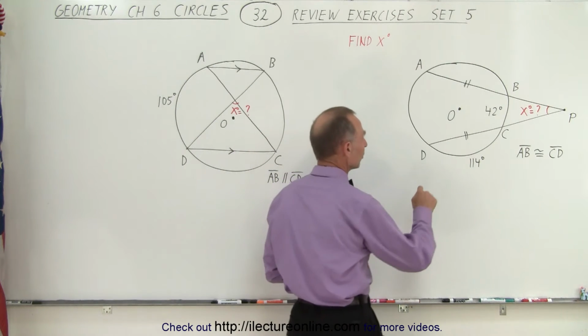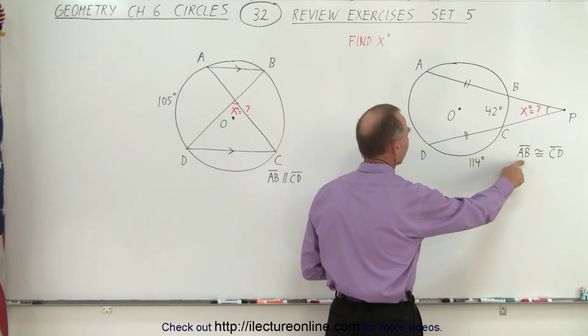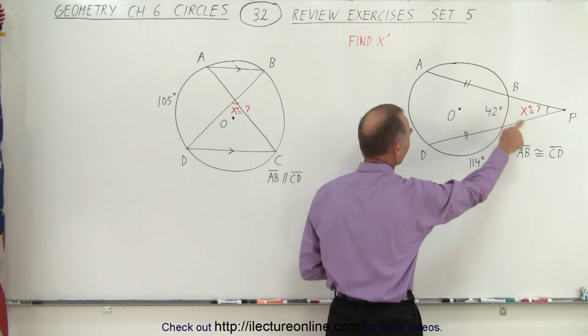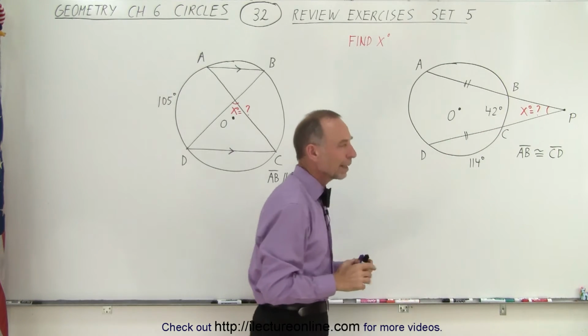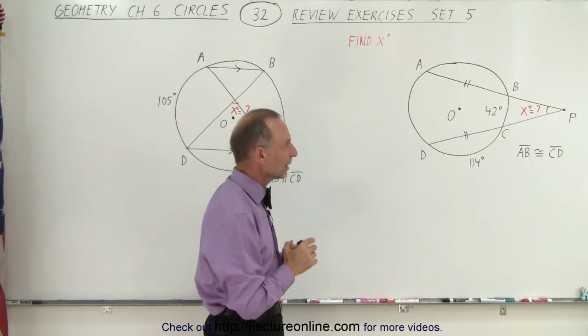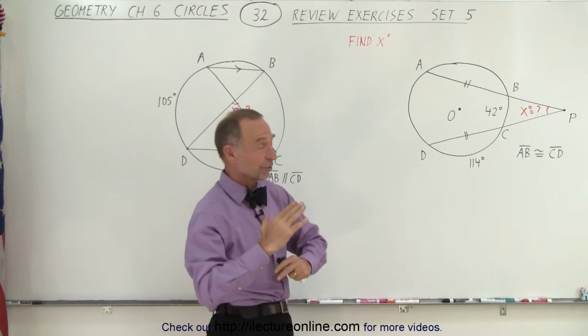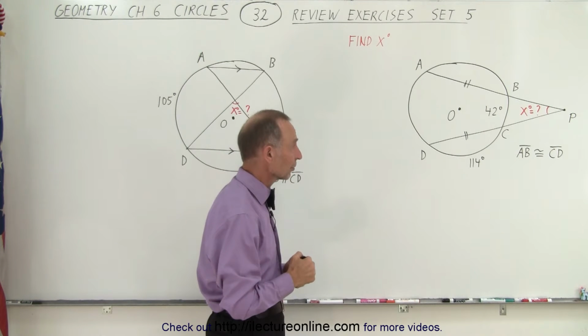Here are the next two review exercises, and they're slightly different in nature. Notice that they give us the information that the line segment from A to B is congruent to the line segment from C to D. That means that they must have the same length. They may be oriented in a different direction, but they have the same length.